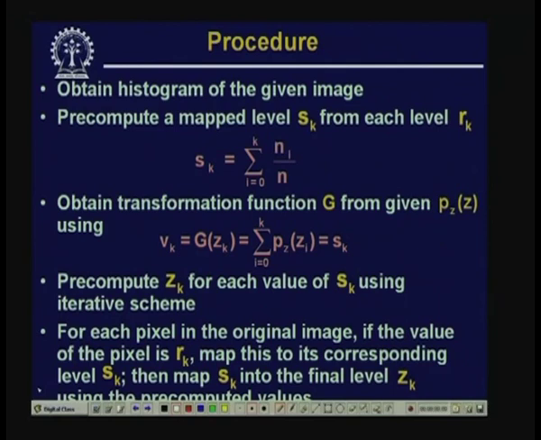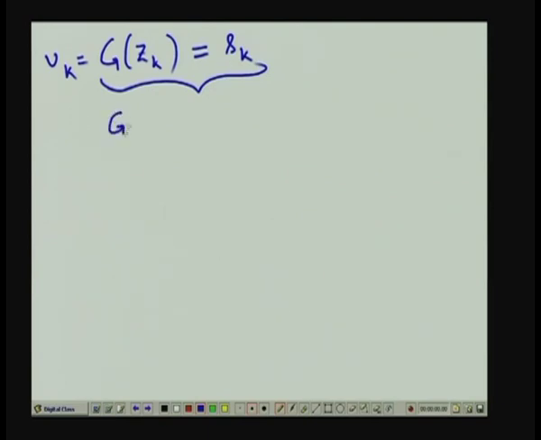So, we do the iterative procedure following this. As per our definition, we have said that V k equal to G Z k is equal to S k. So, if this is true, then we must have G Z k minus S k equal to 0.